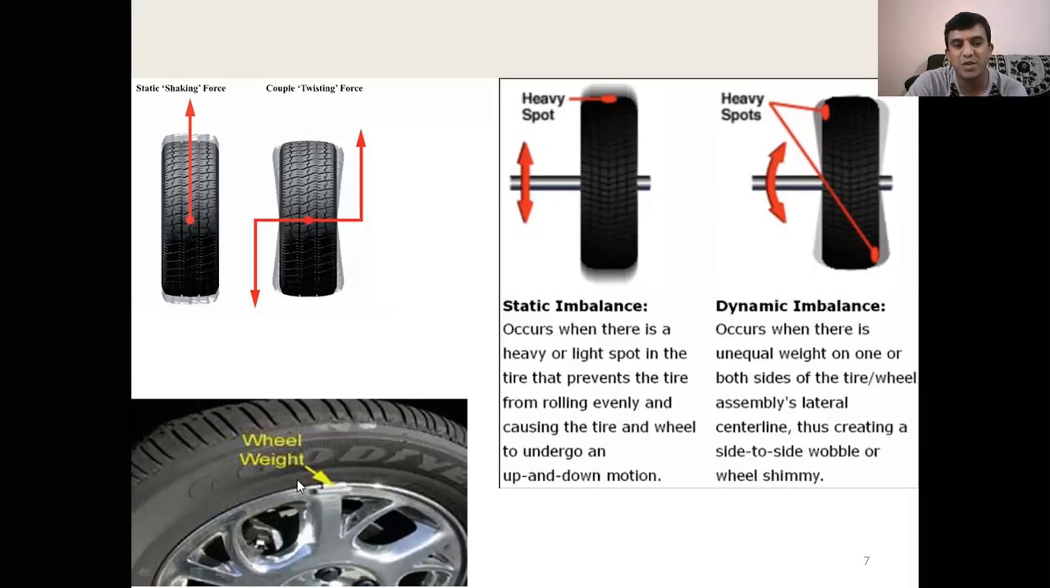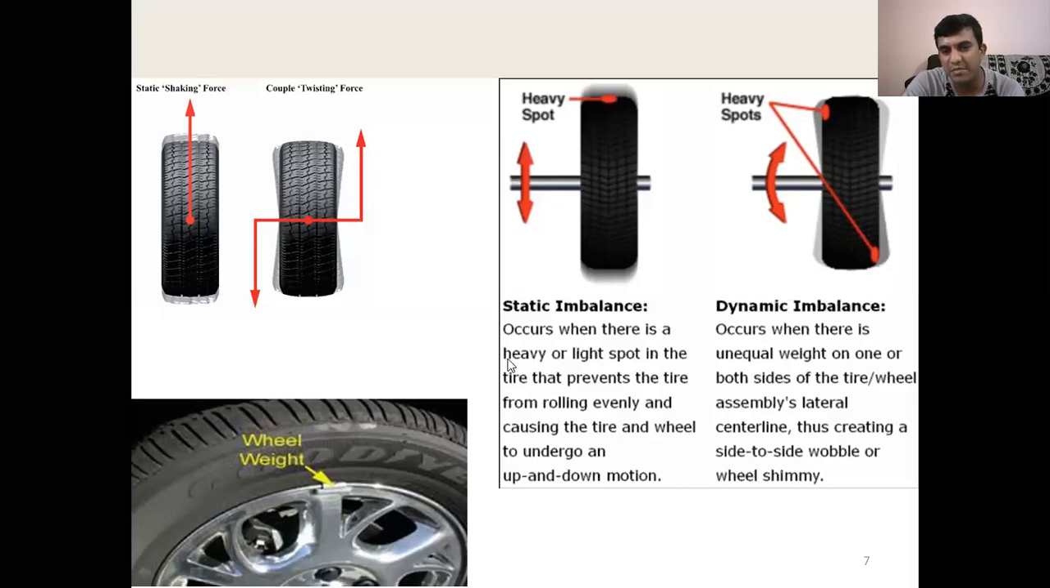Once you attach counter masses at a radial distance here, they test again. If the wheel does not move up and down, or twist like this, then it becomes a balanced condition. You can see in the third figure also static imbalance and dynamic imbalance.